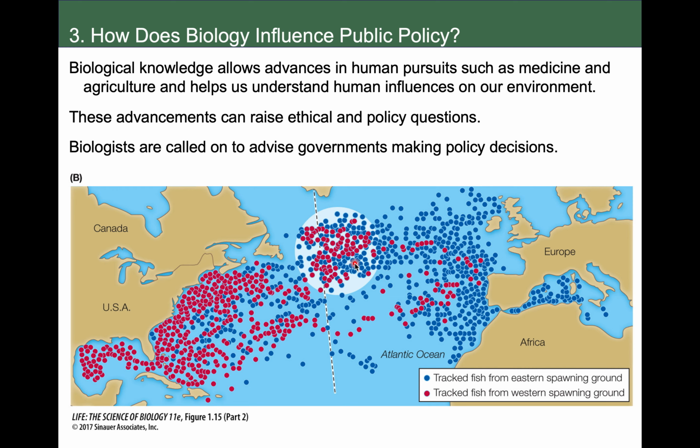So what does that mean? Well, if policymakers are really serious then about trying to protect that western population, they should probably move that line farther to the east to try to include these fish that are spending time on the eastern side of that line. So anyway, pretty simple example, but of course there are tons and tons these days of biological medical research being used to advise governments and help influence policy decisions.